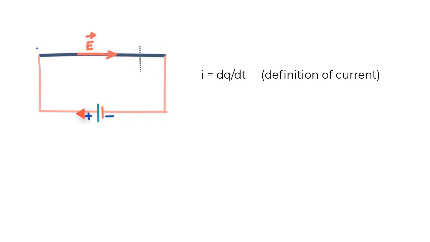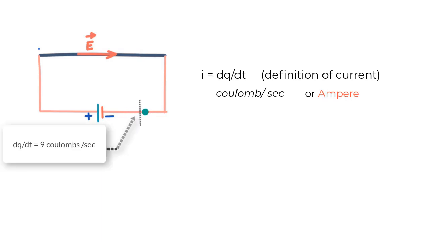You can also see the units of current are coulomb per second, or the more commonly used term you all know, ampere. So if someone told you that here in this section 9 coulombs are passing every second, you should be able to say that the current in the wire is 9 ampere.